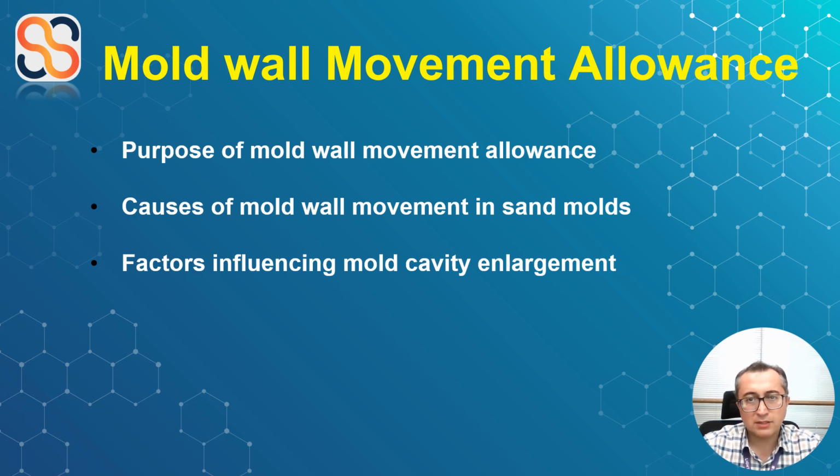The degree of this mold wall movement depends on factors like the density and composition of the sand, as well as the moisture level and temperature at the mold-metal interface. As moisture and temperature increase, so does the likelihood of mold expansion, which can enlarge the mold cavity and alter the casting dimensions. By applying this allowance, we account for any shifts that could impact the final casting accuracy.